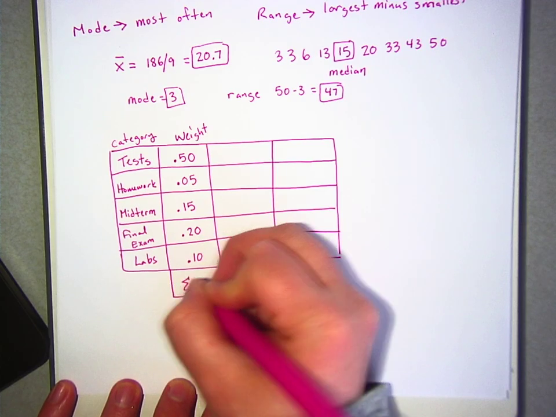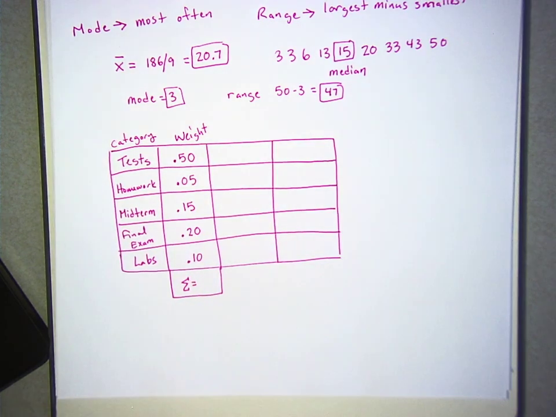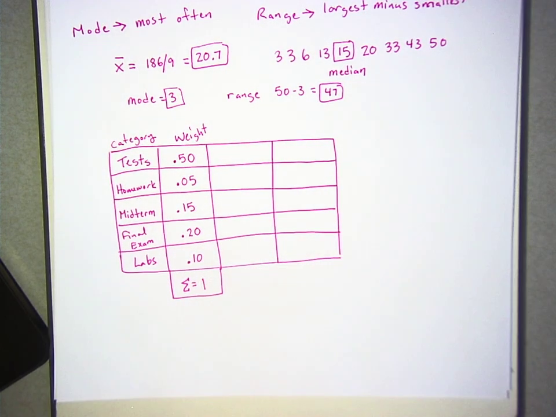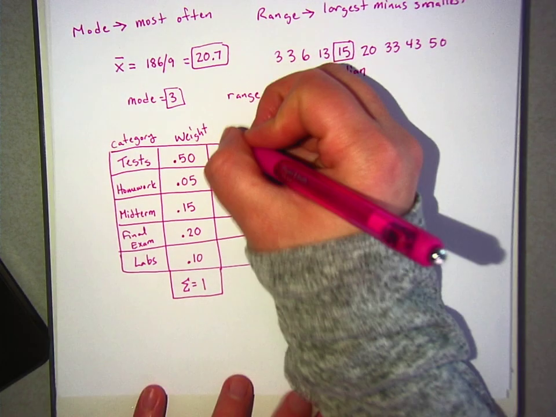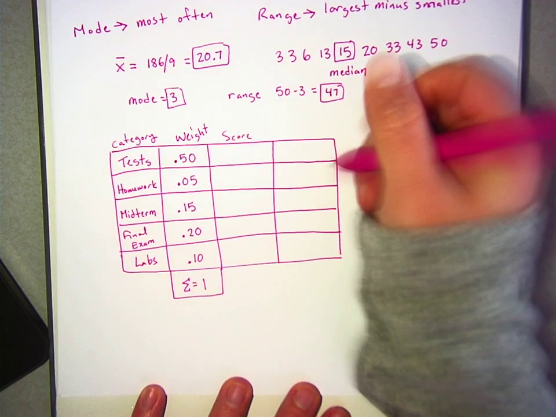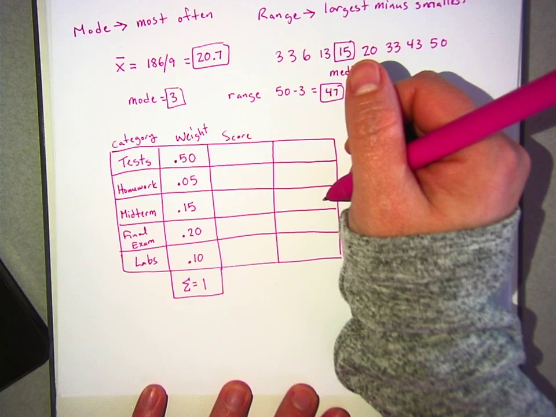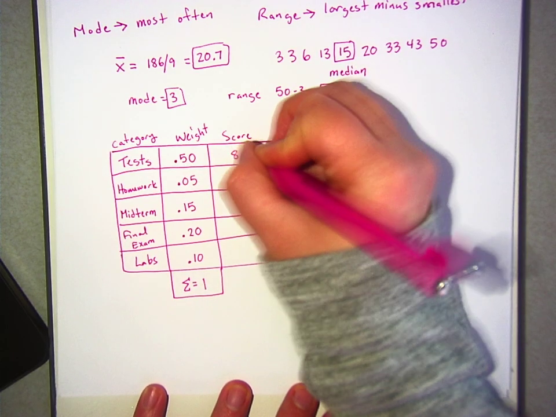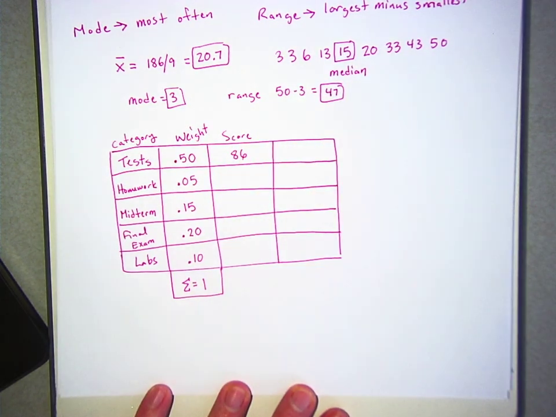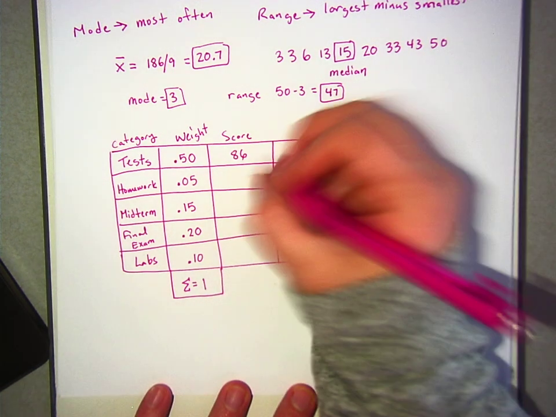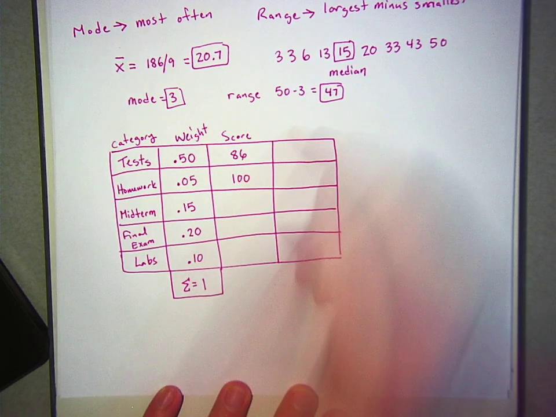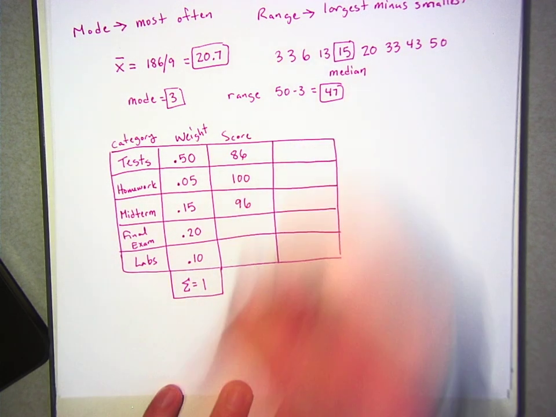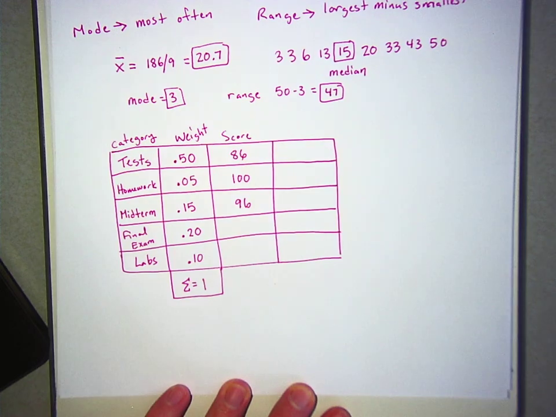So what do these weights add up to? They should add up to 100% or 1. Okay. And then, let's say this is your score in each one. So let's say that you were doing pretty good on your test, 86%. Your homework, you had to really control that one. That's 100%. You're doing that all the time. 96% on your midterm. Doing really good.